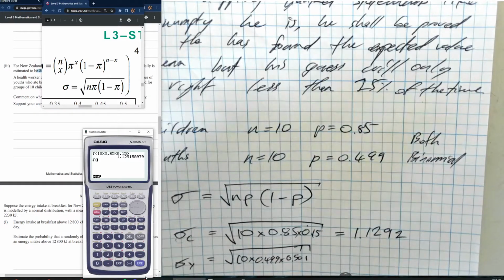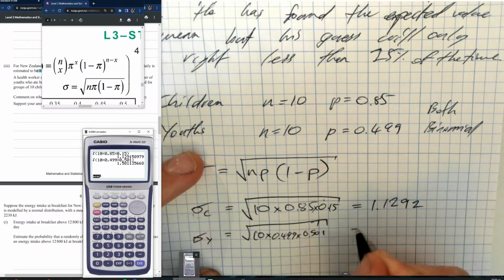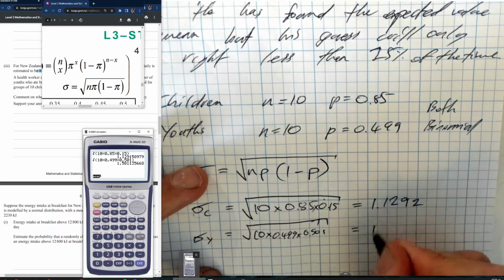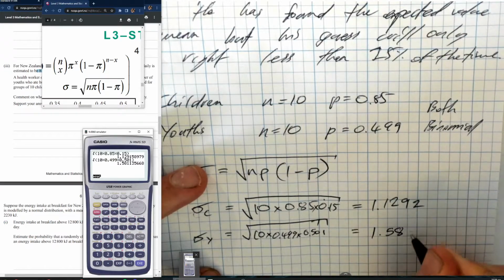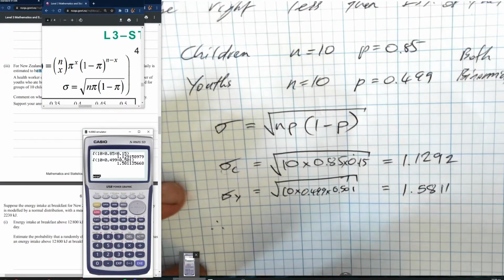And then for youths, it's going to be 10 times 0.499 times 0.501. By the way, I got that it's just 1 minus p. I'm just doing them in my head rather than writing out lots of working, just to try and save time. But you can use the full formula if you want. 1.5811.